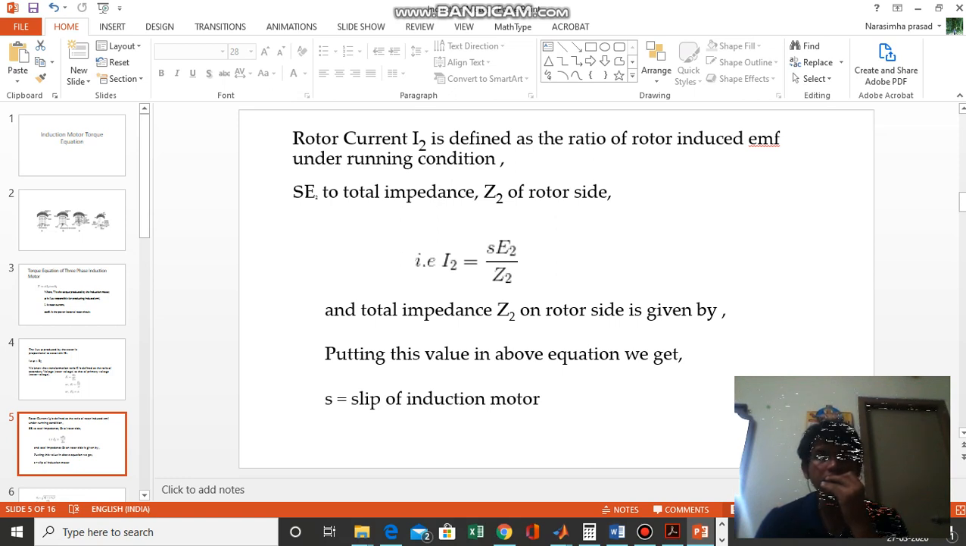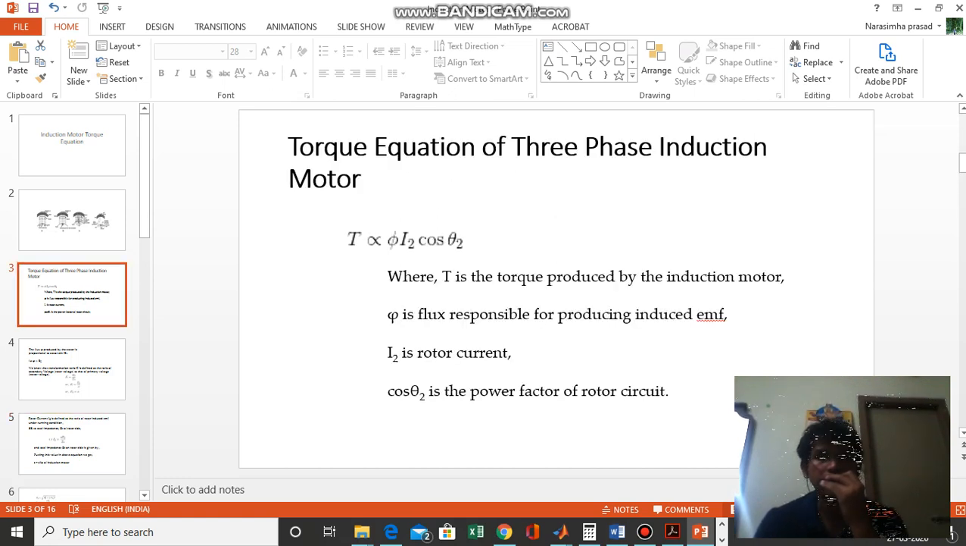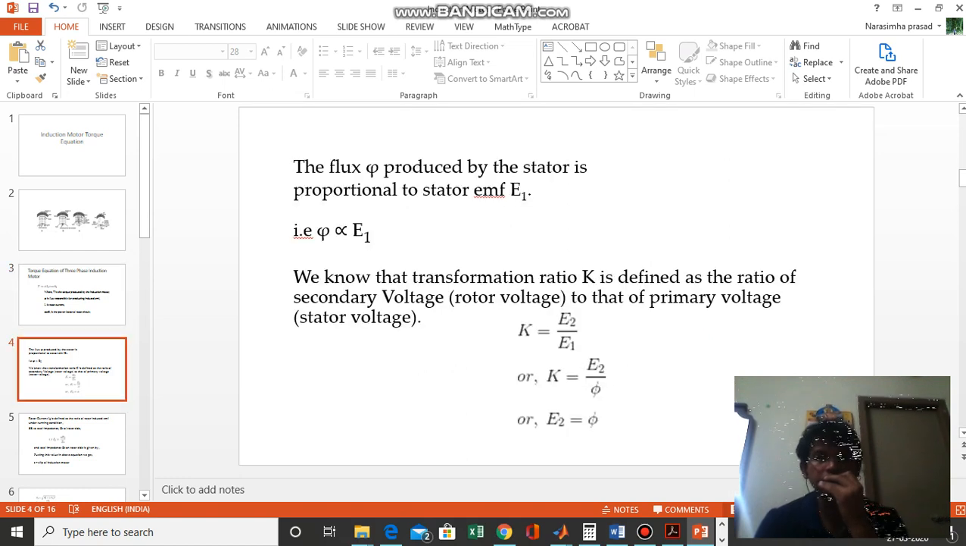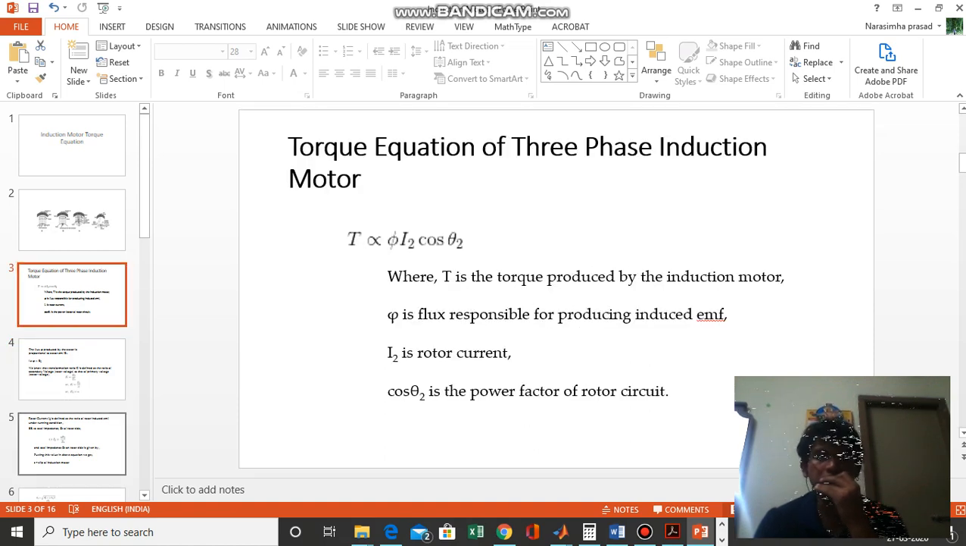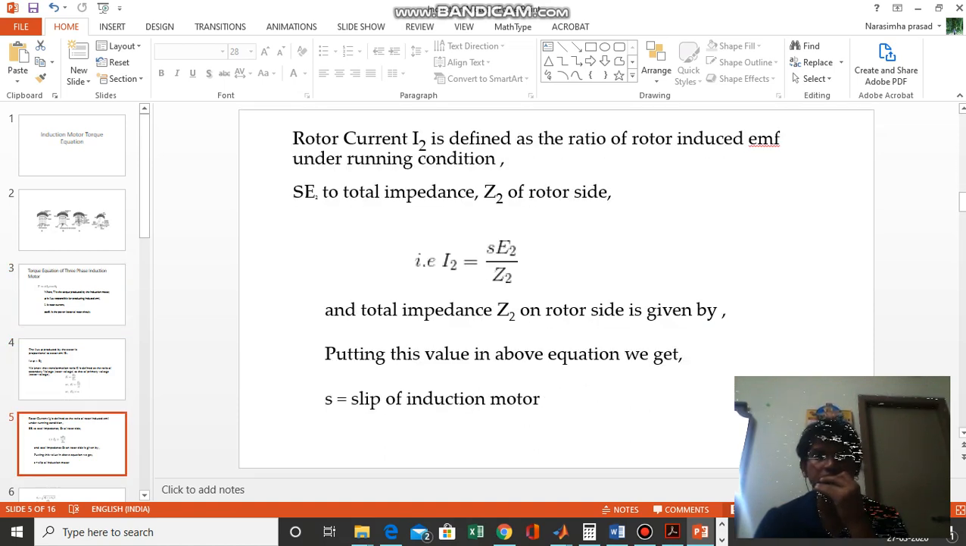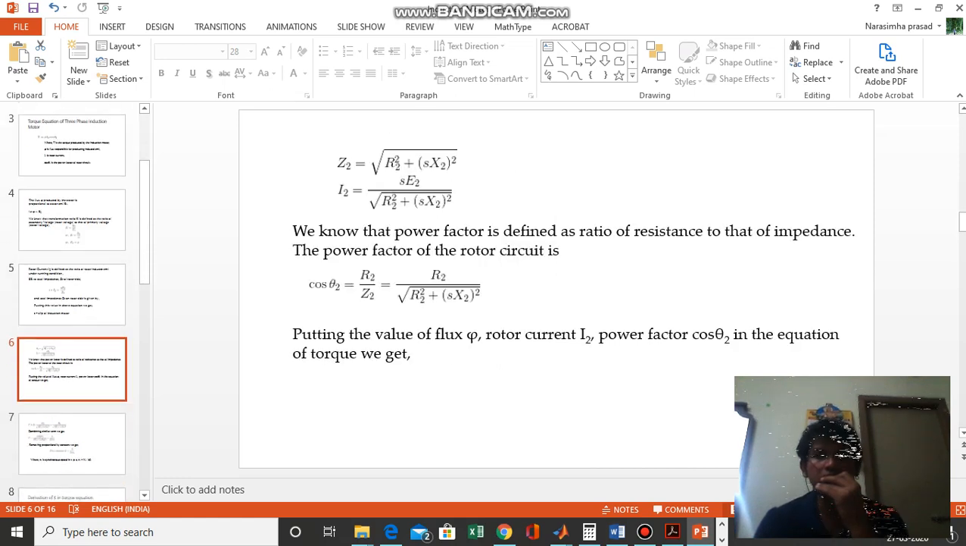So I2 is equal to rotor EMF by rotor impedance Z. Z is equal to R2 plus jX2. So I2 equals S E2 by Z2. Now in this expression we have flux which is proportional to E2, and we have current which is proportional to S E2 by Z2. Then we will try to elaborate the expression like this.